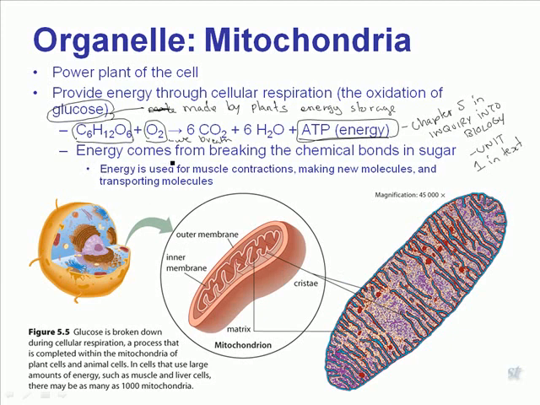But what happens is the energy comes from breaking chemical bonds in the sugar. We get that energy and we use it for literally everything. Muscle contractions, making new molecules, transporting molecules throughout our body. Almost everything we do requires the energy that's stored in these sugar molecules. And so mitochondria, their purpose is to break sugar. They break sugar for energy.